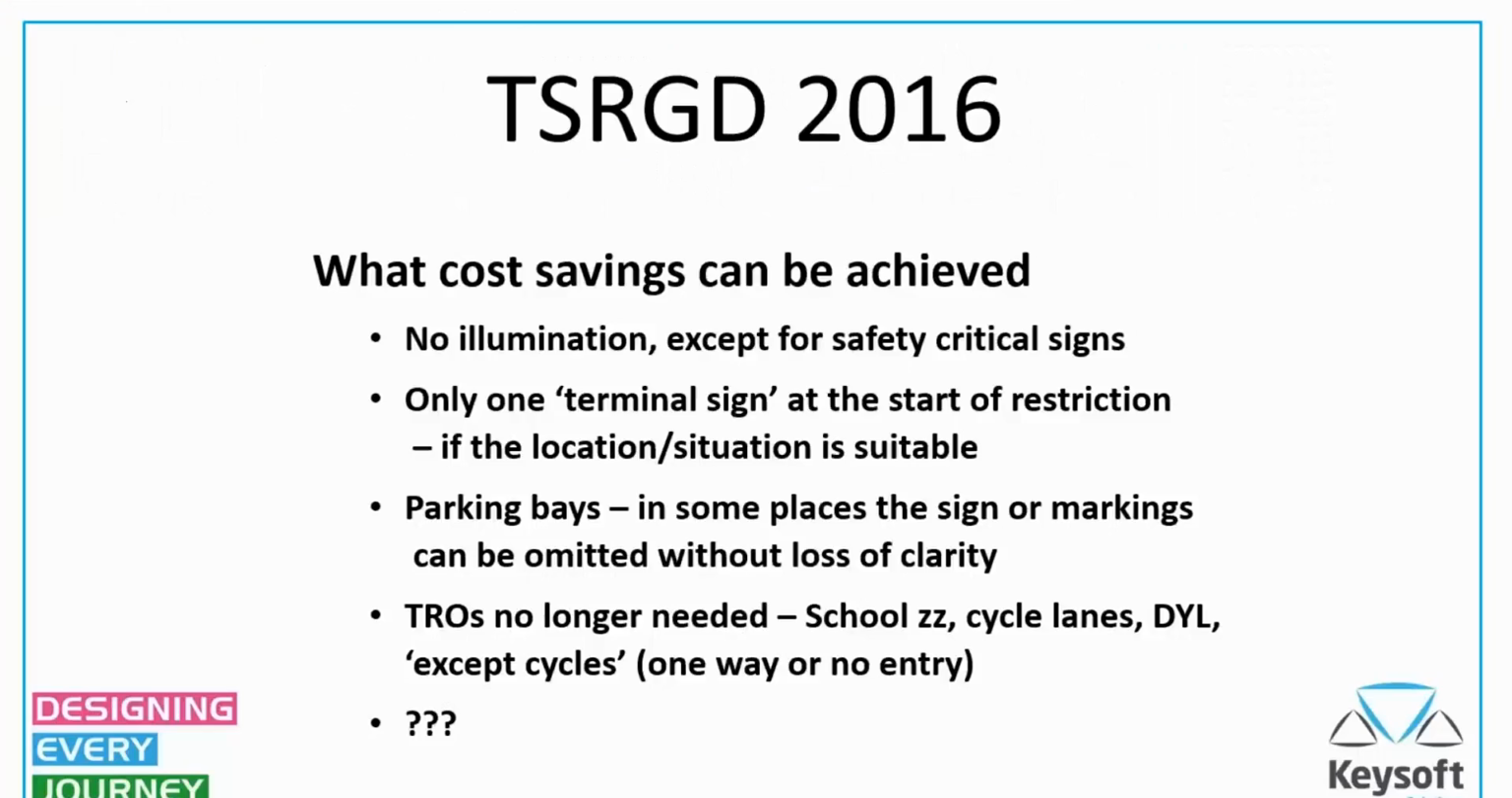And whilst we're talking about the fact that parking bays can have lines and signs omitted, there's one other thing I didn't mention. TROs are not needed for a few more of these signs and lines. Cycle lanes, you don't need to have a TRO anymore. School zigzags, I know we've all been doing no stopping orders for quite a few years now. No need to do a no stopping order for a school zigzag anymore.